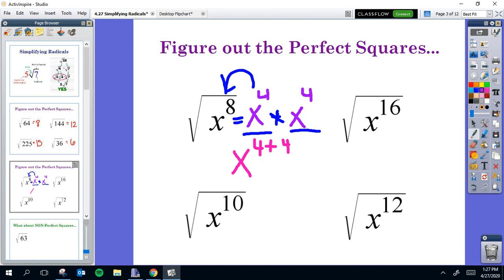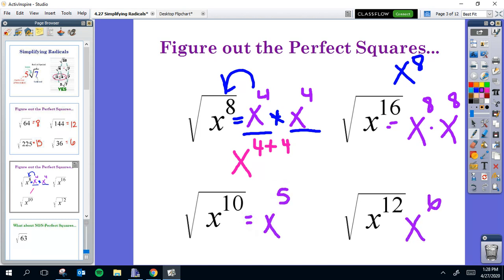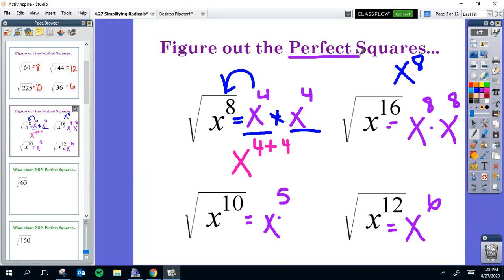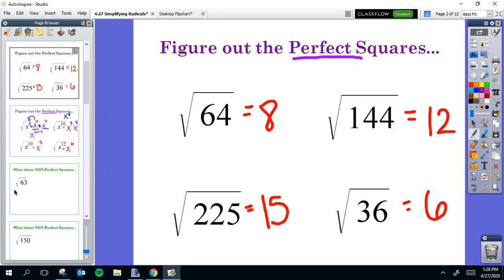All right, same thing here. What number times itself equals x to the 16th? That's going to be x to the 8th times x to the 8th. So your answer here will just be x to the 8th. Your answer down here will be x to the 5th. And your answer down here will be x to the 6th. So essentially, it's like dividing it by 2 because we know that these numbers times themselves will give the numbers under the radicals. All right, so these are all perfect squares. That means that there's one clear answer.